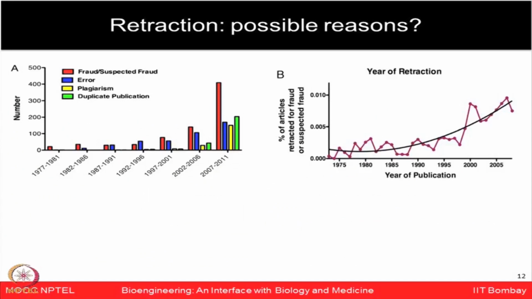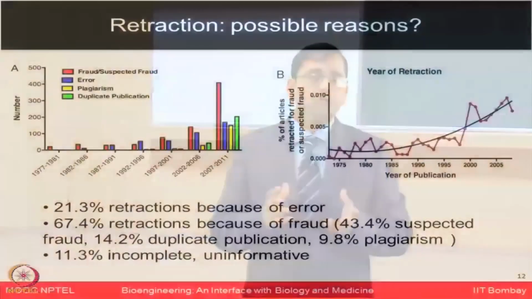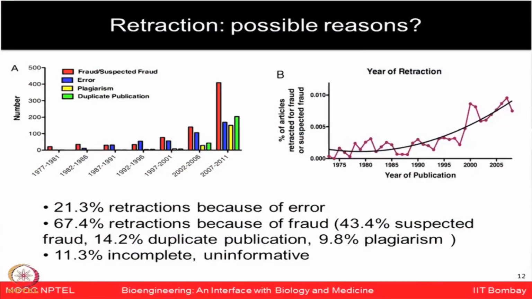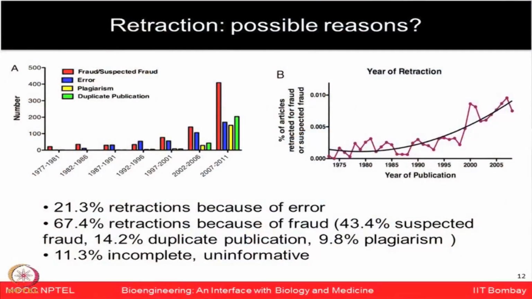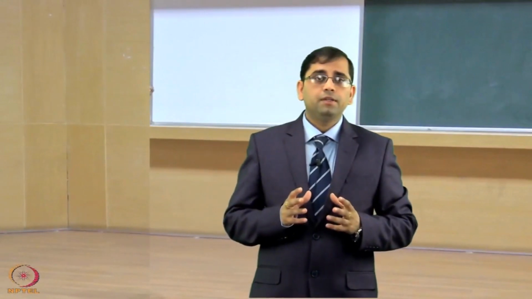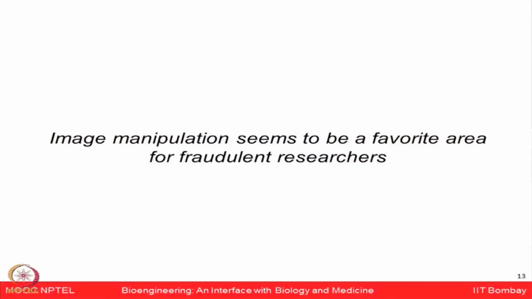They analyzed various reasons for possible retractions and found that a small number of papers, almost 20%, were retracted because of errors that happened in the process, where people had not made knowing mistakes. But almost 67% of scientific papers were retracted because of fraudulent cases, which could be suspected fraud, duplicated publications, or even plagiarism. It seems image manipulation is one of the favorite areas for fraudulent researchers to make changes in the results.